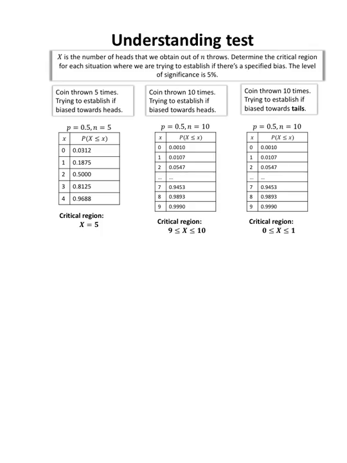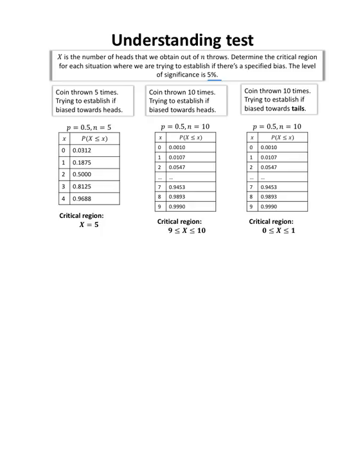So in this first example, a coin is thrown. X is the number of heads that we obtain in n throws. Determine the critical region for each situation where we are trying to establish if there's a specified bias. The level of significance is 5%. So anything that's less than 5% is where we reject the null hypothesis and we can determine a critical region. So we're looking at the number of heads we obtain in n throws.